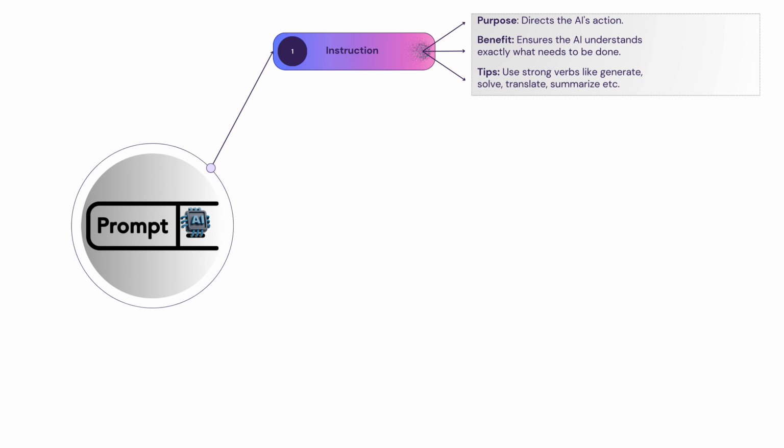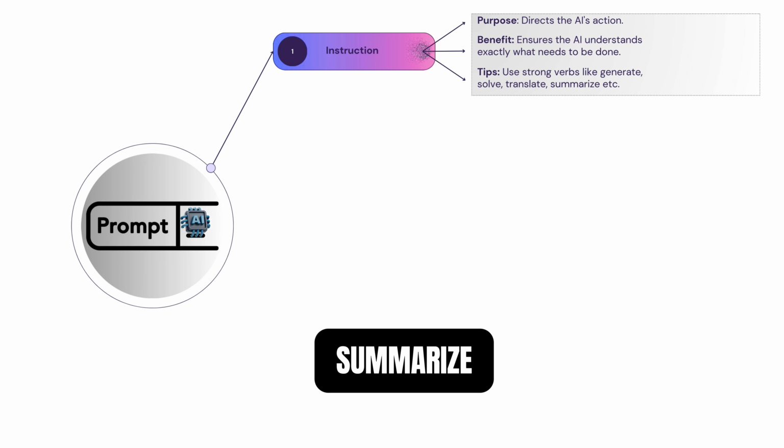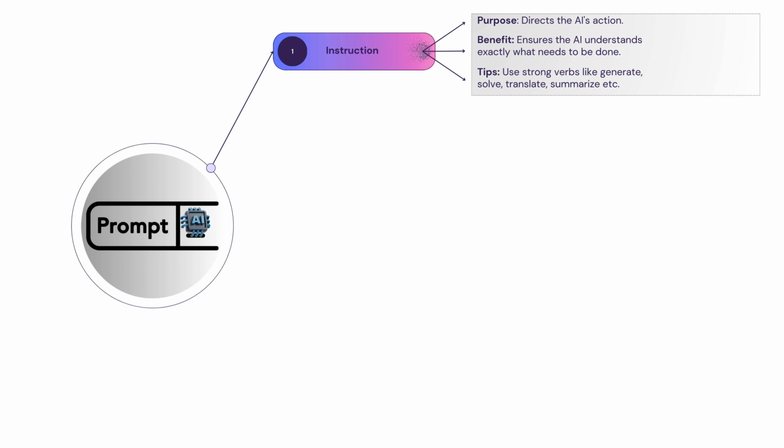First things first, let's break down the essential ingredients of a great prompt. Instruction is about telling the AI what action you want it to take. It's the main objective of the request. Using strong words like generate, solve, translate, or summarize makes your request clearer and ensures that AI knows exactly what you need.